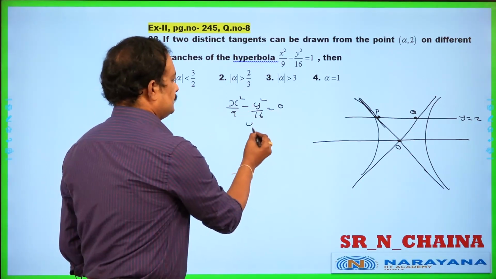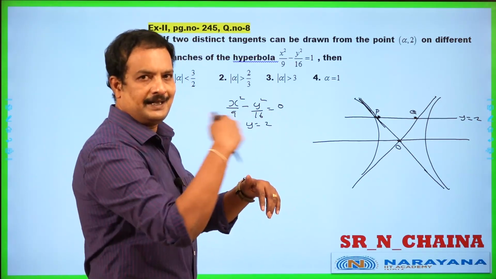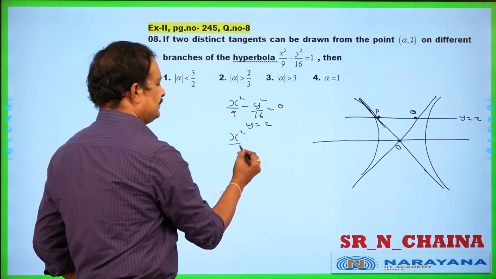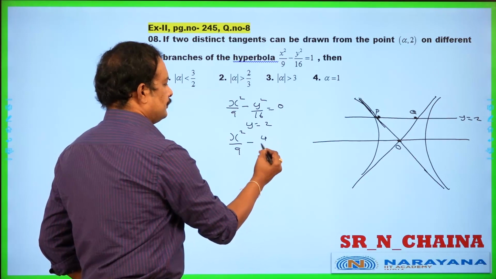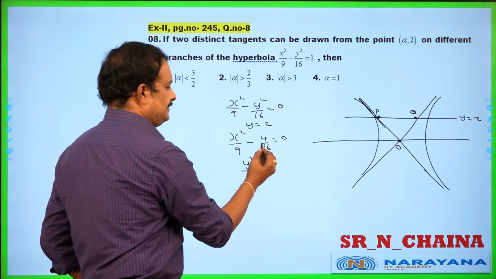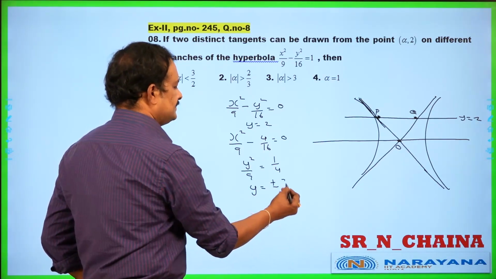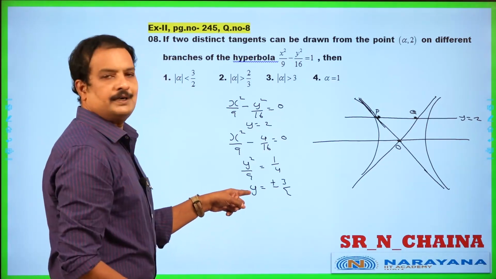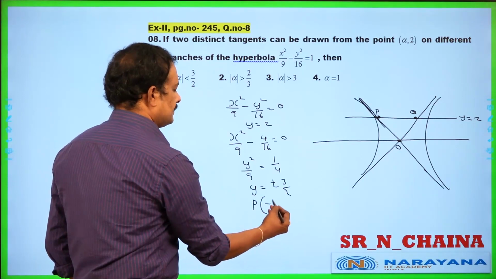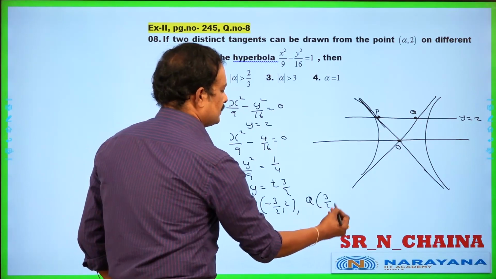The given point (alpha, 2) is lying on the line y = 2, so let us substitute y = 2 there. Then x²/9 - 4/16 = 0. So x²/9 is equal to 1/4, and so x is equal to plus or minus 3/2. So the coordinates of p and q you can calculate. The coordinates of p are (-3/2, 2), and obviously the coordinates of q are (3/2, 2).